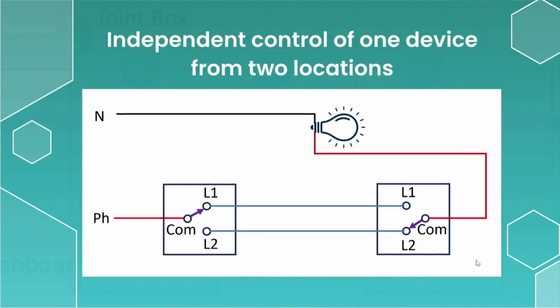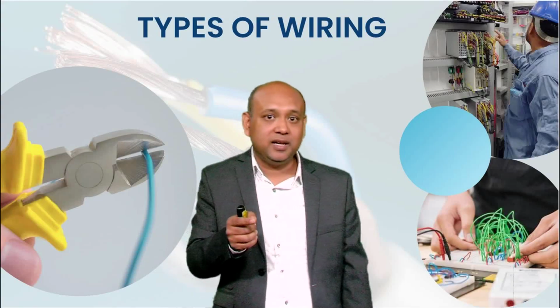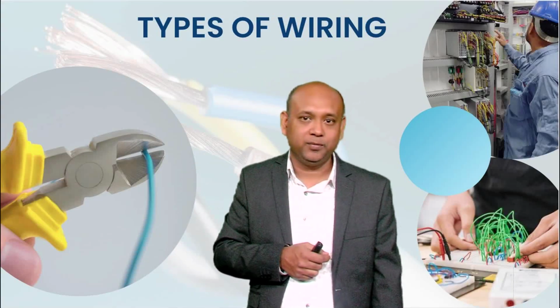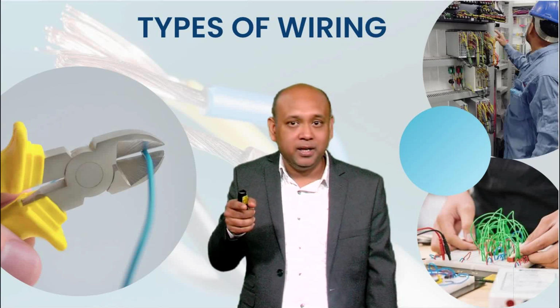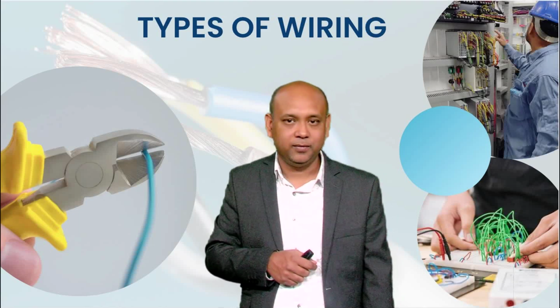Now, for the operation, the lamp will be on under two conditions. First, if both the switches are in the upward position, connecting the L1 terminal to the common terminal, and second, if both the switches are in the downward position, when the common terminal is connected to the L2 terminal in both the switches.